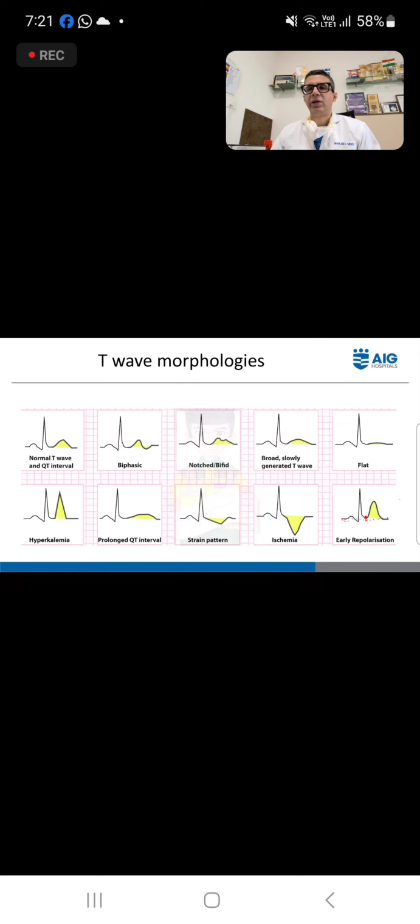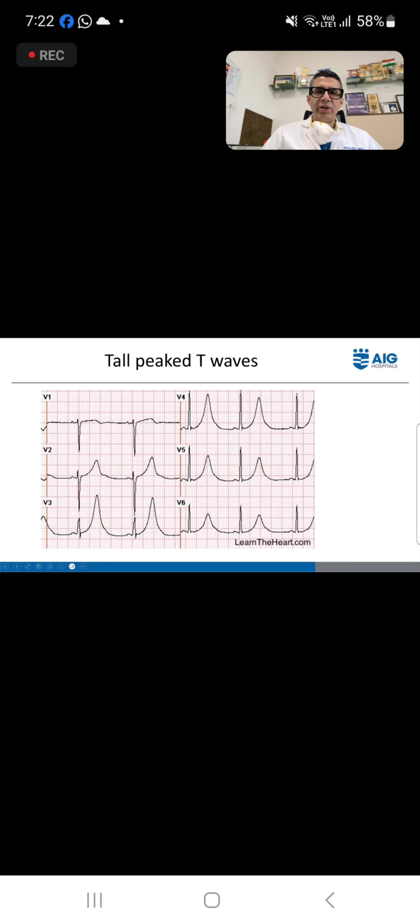Previously, it used to be thought that all early repolarizations are absolutely benign. We need not worry about it, but we know now that not all early repolarizations are benign. They can cause some sudden cardiac arrest. It could be an early sign of ischemia. So all those things we need to remember. Those are the different morphologies of T wave which you should be aware of.